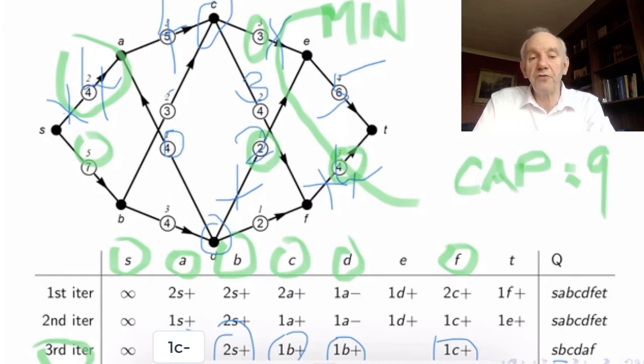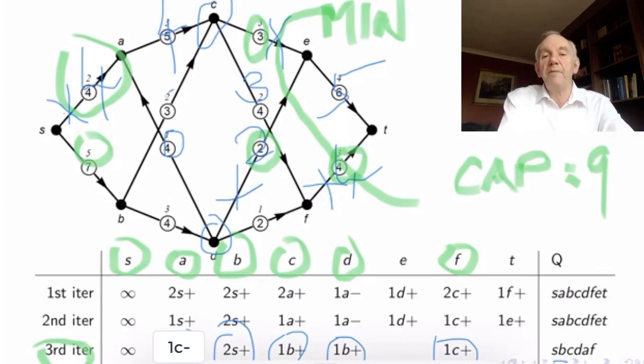So that's how you can use the labeling algorithm to find both a maximum flow and, if you continue for one more iteration and get as far as you can, a minimum cut. You could have probably spotted this minimum cut in advance, but if not, that's how you can get it. Okay, that's the essence of the labeling algorithm for flows.